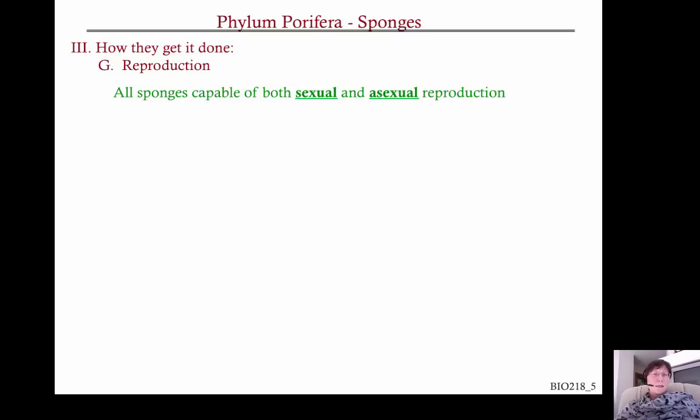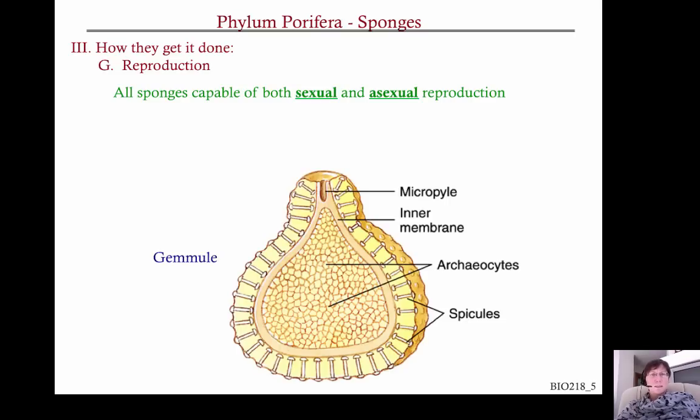Okay, so I say here that all sponges are capable of reproducing sexually and asexually. What I didn't mention, though, is that there's an interesting way that sponges can reproduce asexually. Generally, when they do it by budding. So we talked about what budding was in the protozoans. But they produce these structures inside their bodies called gemmules.